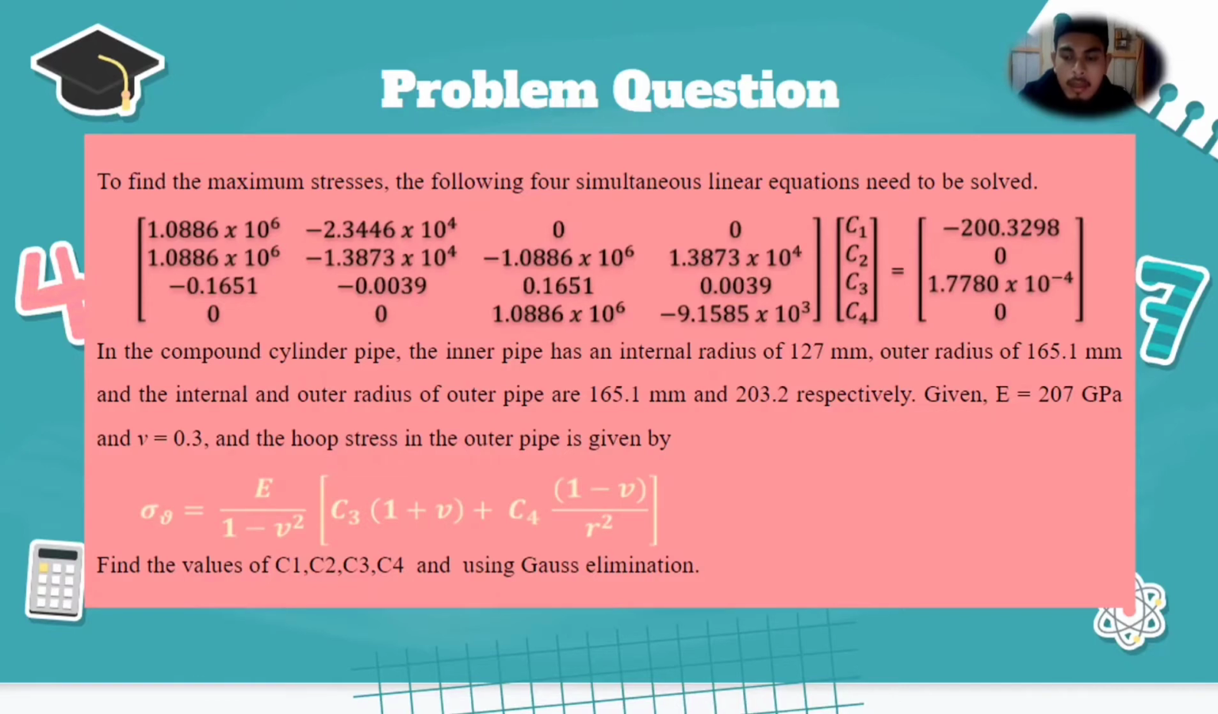Another data that has been given is the value of E, which is 207 gigapascals, and the value of V is 0.3. And the hoop stress in the outer pipe is given by the equation below. After we find the value of C1, C2, C3, and C4 by using the Gauss elimination method, we just substitute all the data into the hoop stress equation.